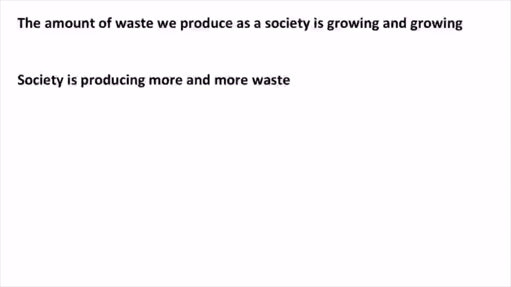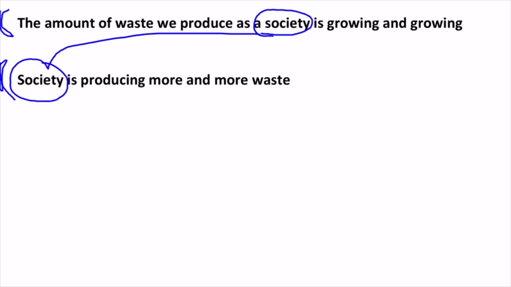Okay, so with grammar, for example, we could change the amount of waste we produce as a society is growing and growing to society is producing more and more waste. So we've taken the noun here, society, and we've made it the subject of this sentence. And the grammar here, present continuous, is being used to show that something is happening at the moment. So we've used the same grammar here to show the same thing.